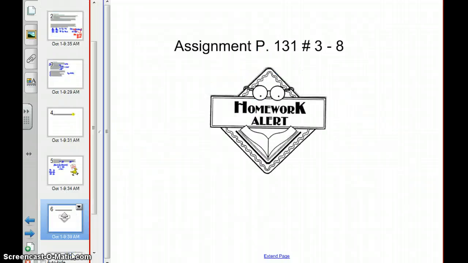Last but not least, on page 131, you can do assignment questions number 3 to 8.